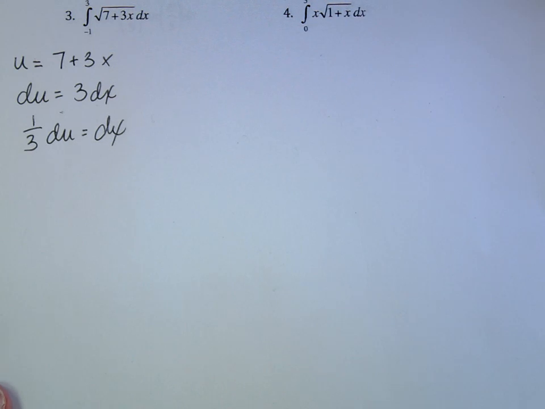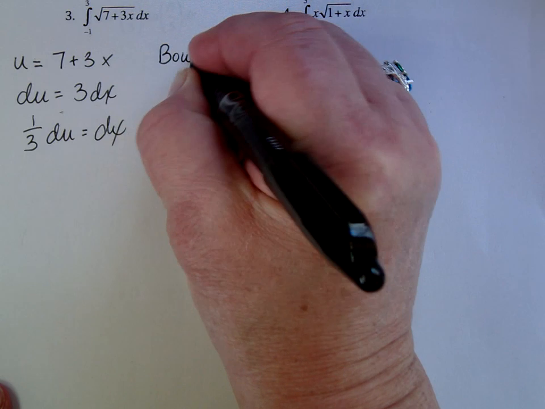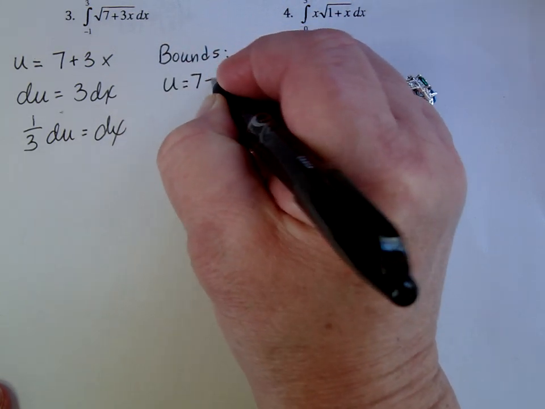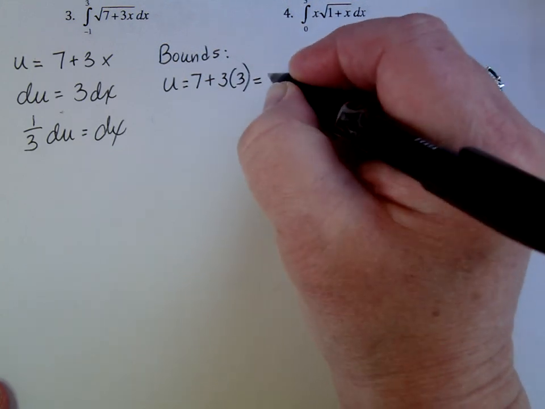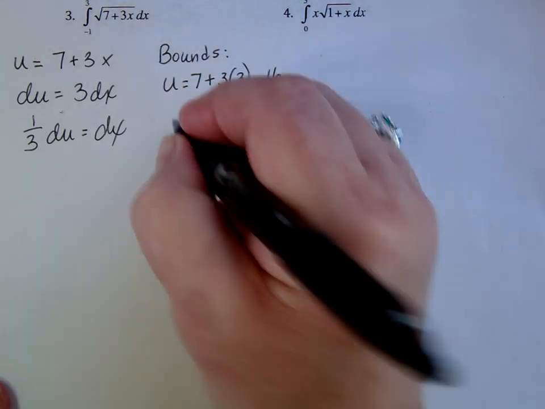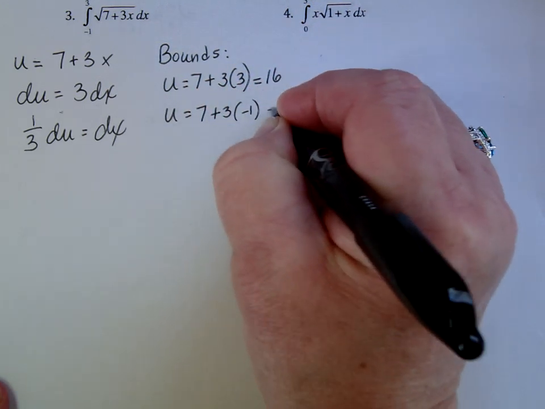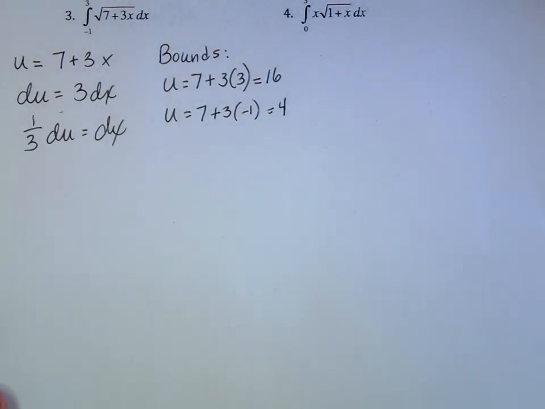And then I'm going for my bounds. My bounds would be u equals 7 plus 3 times my upper bound of 3. Well, that's 7 plus 9 is 16. If I take my lower bound, it's 7 plus 3 times a negative 1. That gives me 7 minus 3, or 4. So they're my new bounds, and I'm ready to set up my integral.